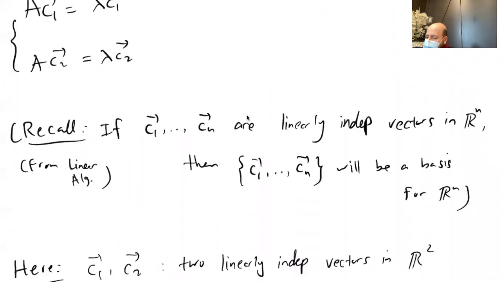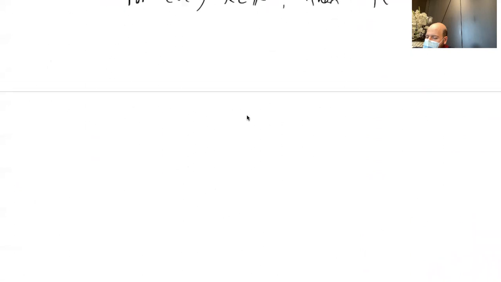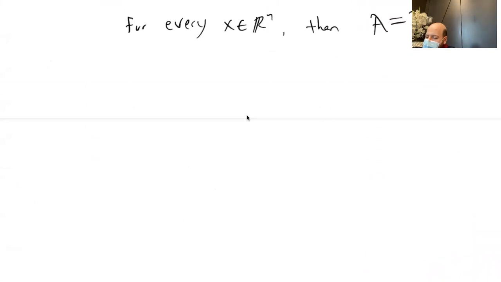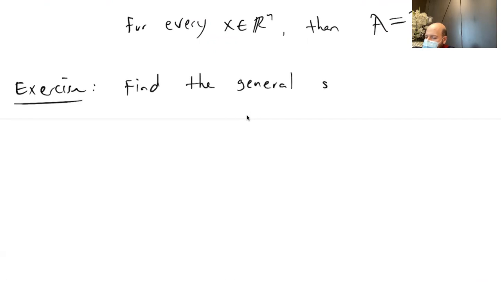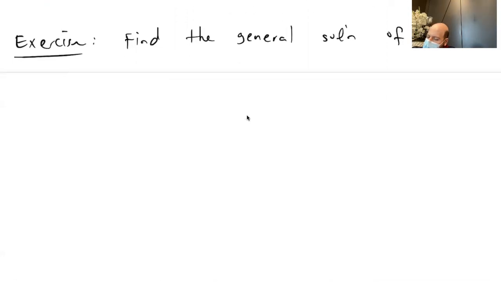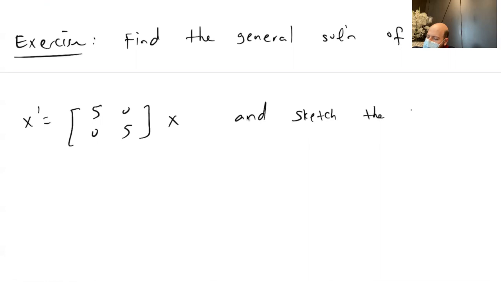So now this is one possibility. Before moving on to the next possibility, I can give an exercise. Exercise: find the general solution of, let's say, x prime equals the matrix 5, 0, 0, 5 times x, and sketch the phase portrait.